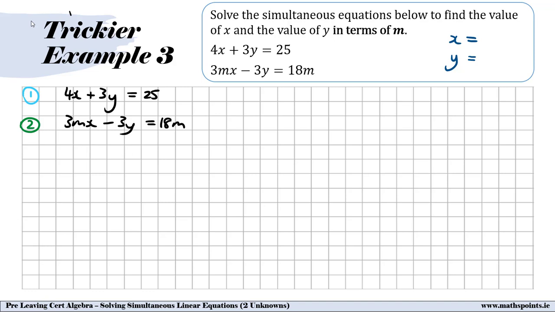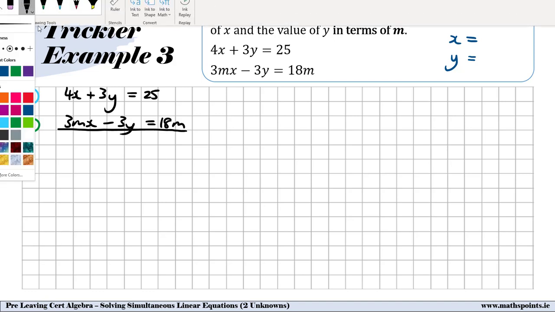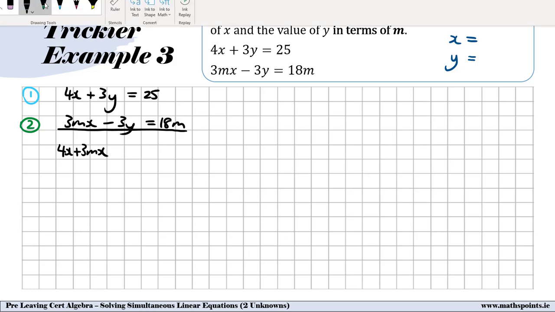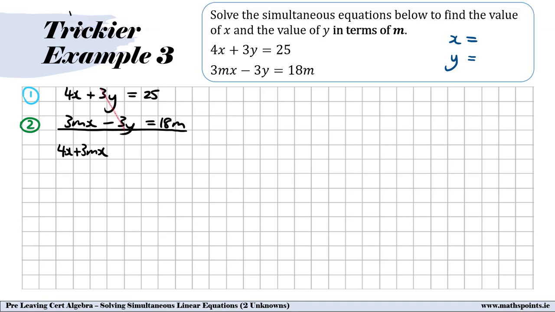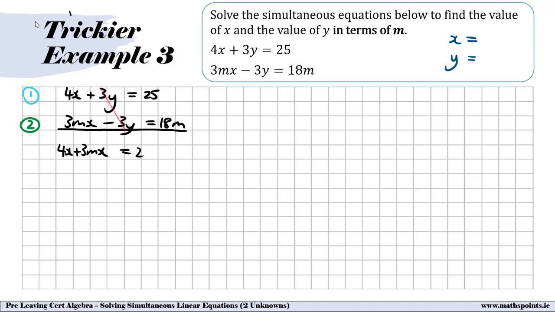We have our x variable, we have our y variable, we have equals, and then we have the number on the other side. So I can see in this question that I'm actually not going to have to multiply either line in this example. If I draw a line underneath, I can add the lines straight away and eliminate the y variable from the question. So I have 4x plus 3mx. I have 3y minus 3y, which is 0, so they cancel. And then I have equals 25 plus 18m.